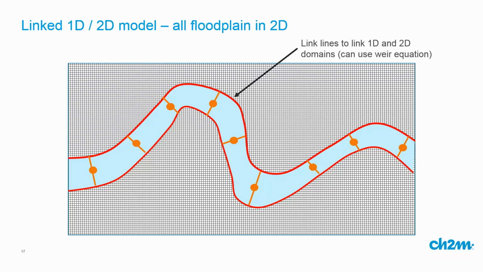And we can use the same sort of links between the 1D and the 2D as we had when I was talking about the 1D and the flood cell model. So in this case here, the red line perhaps represents the link line, which could be a weir equation. So it looks at the water level, both sides of that red line, to decide how much flow goes across it. There's other ways of linking the 1D and 2D model together, but that's one approach.